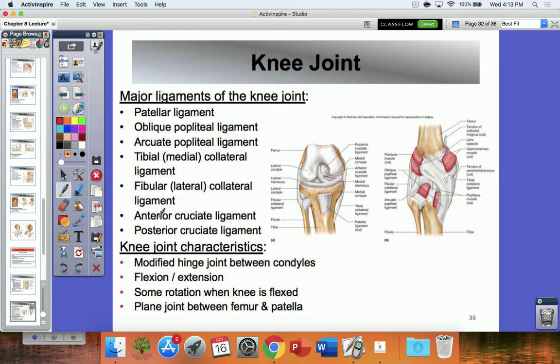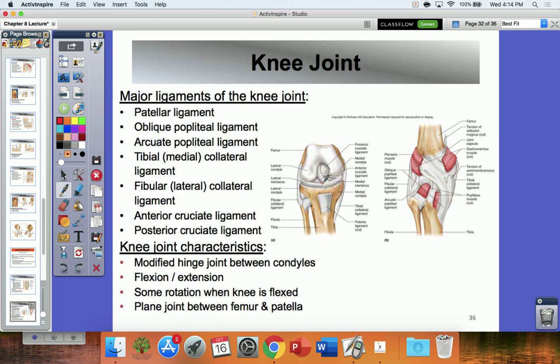Then we have something called the anterior cruciate ligament and the posterior cruciate ligament. Anterior is towards the front, posterior is towards the back, and you can see the posterior cruciate ligament right in here, and you see the anterior right in here. These are formally known as the ACL and PCL. So when people say that they've torn their ACL, they've torn their anterior cruciate ligament.